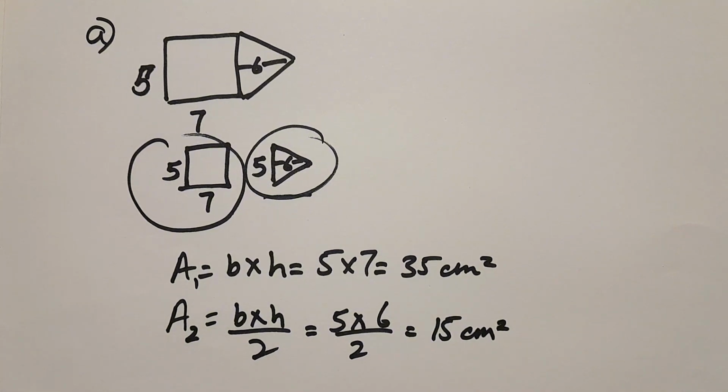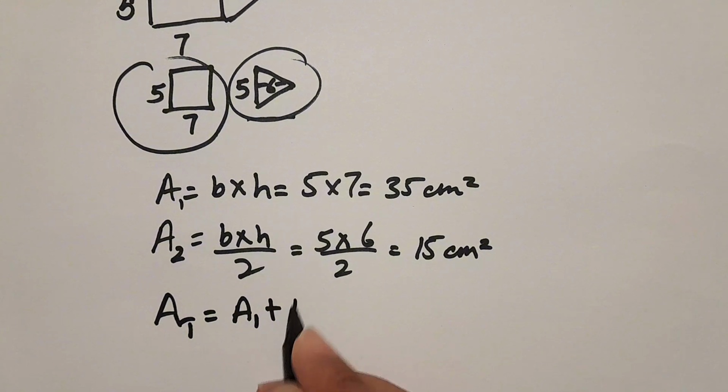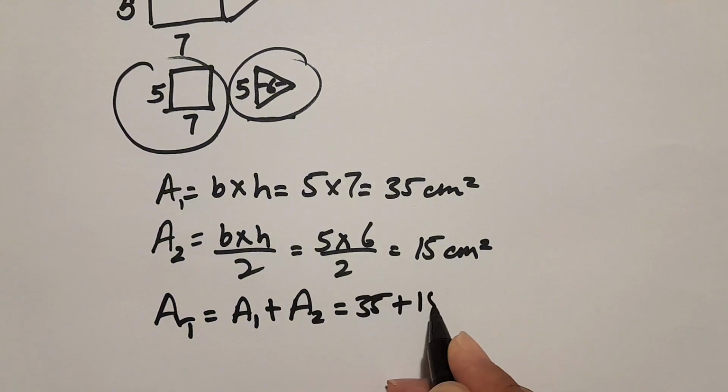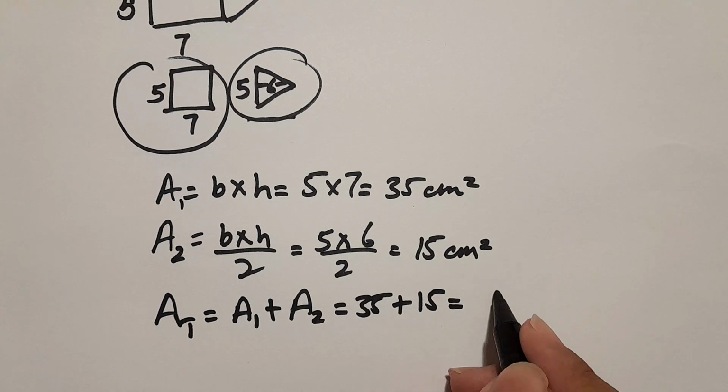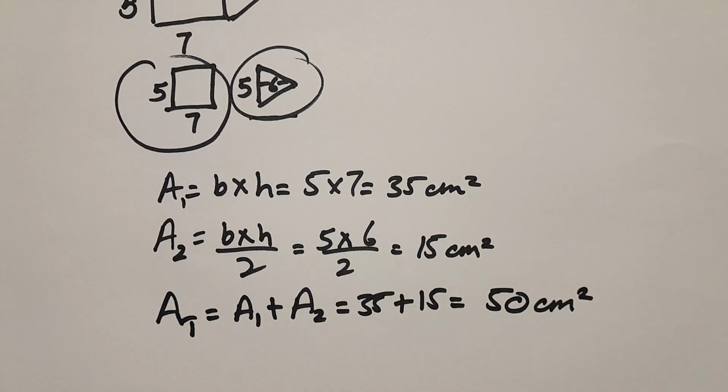So we have the area of both objects. Then we will add the area of both objects, which will be area T is equal to area 1 plus area 2, which will be 35 plus 15, which will be 50 centimeter square. So this is how we will be calculating the area of the object.